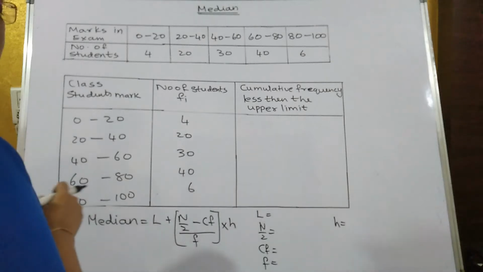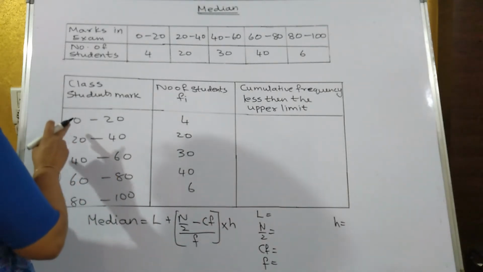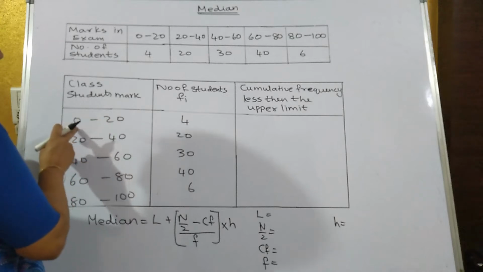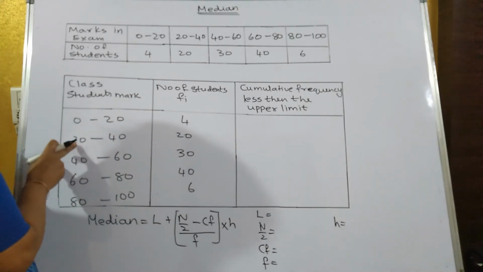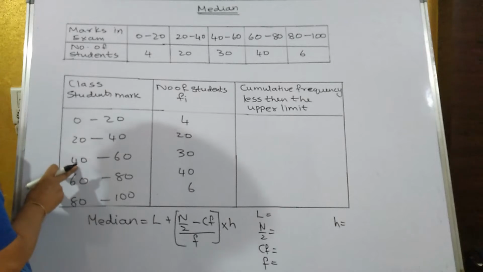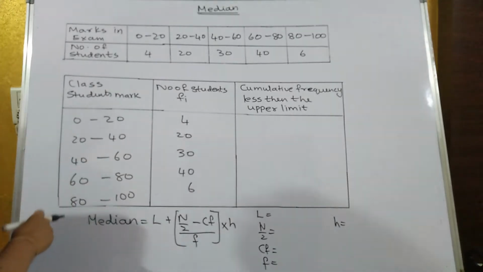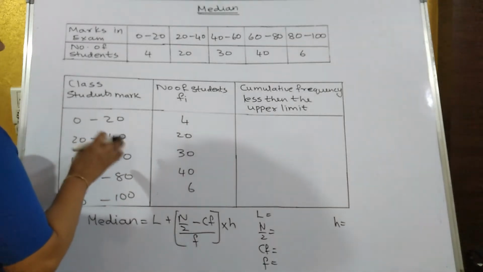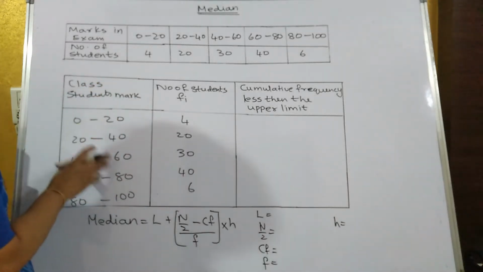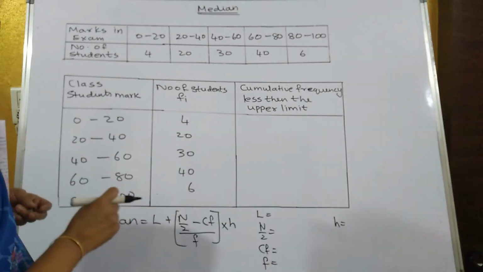Now the most important thing in order to find out median is what? The class should be continuous. That is, if it is 0 to 20, the next one should start from 20. 20 to 40, then the next one should start from 40. 40 to 60, the next one should start from 60 and so on. So the most important part of median is what? The first column class should be continuous. If it is not continuous, then you have to make it continuous.